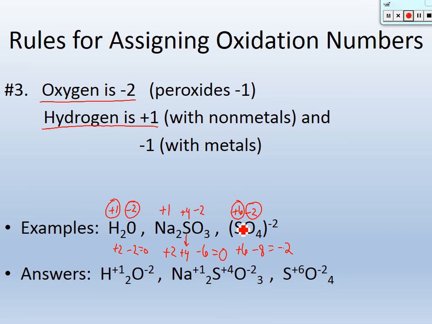Okay, now let's see if we got this right. Hydrogen is +1, which we got. Oxygen is a -2, which we got. Sodium is +1. Sulfur is +4. And oxygen is -2. Sulfur in this case is +6. And oxygen is -2, so we were right.